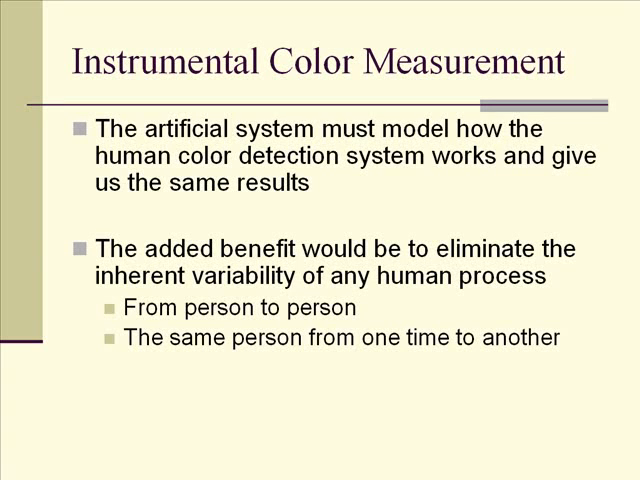The artificial system must model how the human color detection system works and give us the same results. The added benefit would be to eliminate the inherent variability of any human process. Whenever we do anything with people, there's definitely variability. There's variability with mechanical things and industrial things also, but generally people are much more variable than mechanical things. Just think of all the people you know and the variability in their abilities and their moods. Instruments usually don't have moods that you have to worry about.